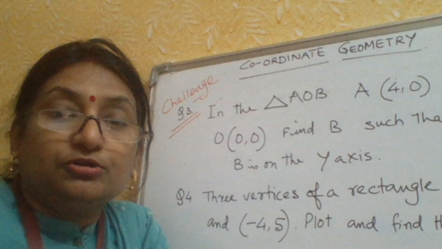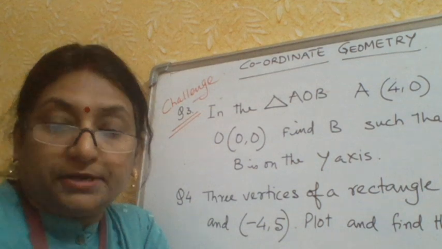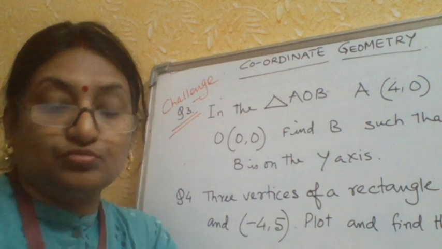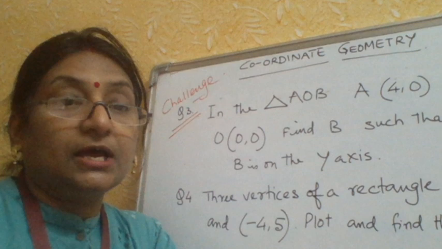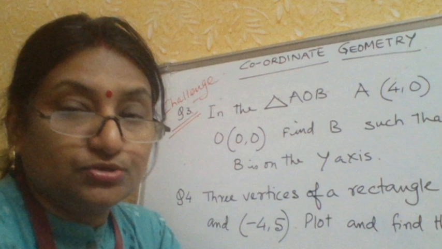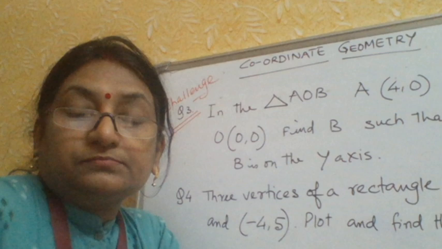Now we will do the fourth question. The coordinates given to you are x is 3 and y is 2. This point is located, and then another point that is minus 4 and 2. Where is this point? This is minus 4 and 2. You find this point, minus 4 and 2.